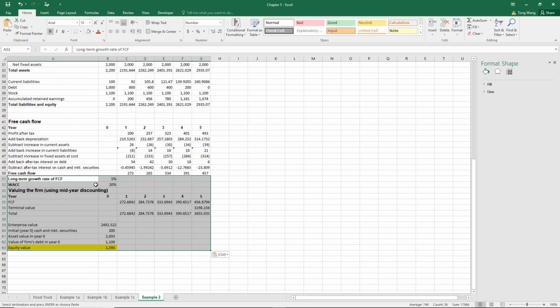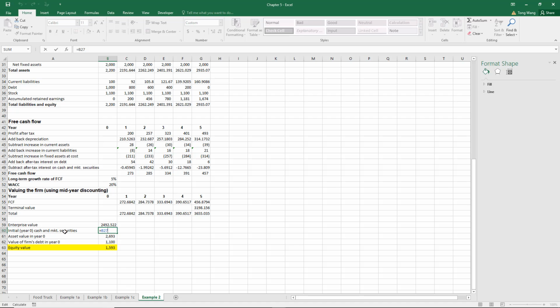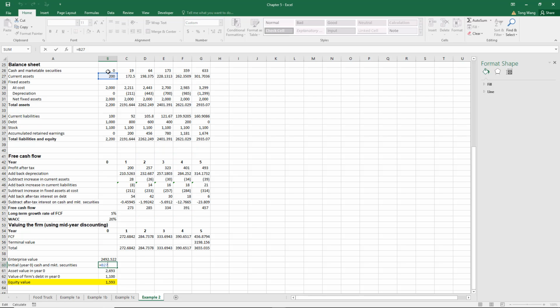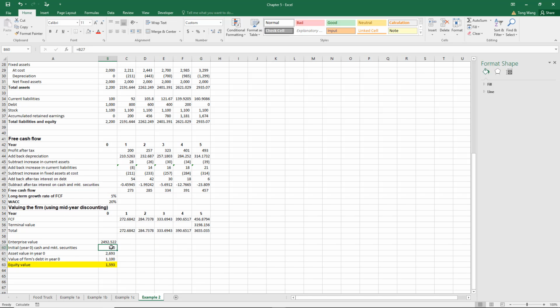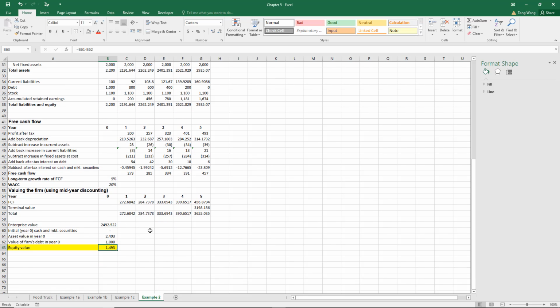If you want to do some valuation, you can just copy paste this section over. You need to make some adjustment here because this is supposed to be cash, but the cash is actually in B26 in the current spreadsheet. So the initial cash should be in B26, and the current debt should be in B35. Now it should be correct.